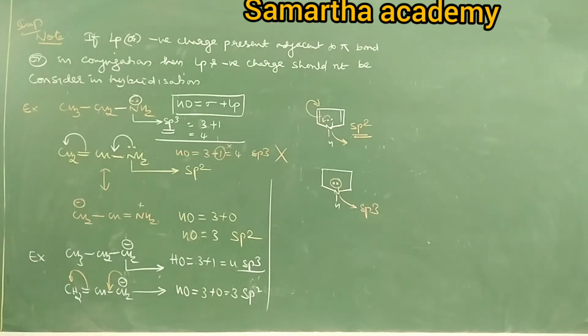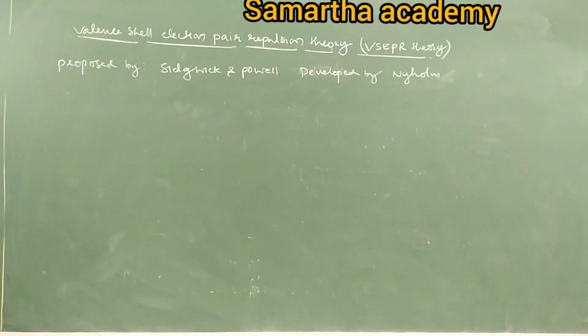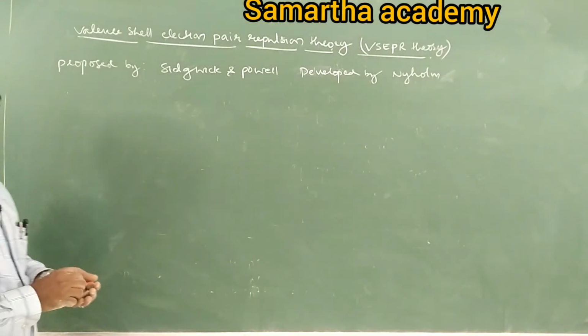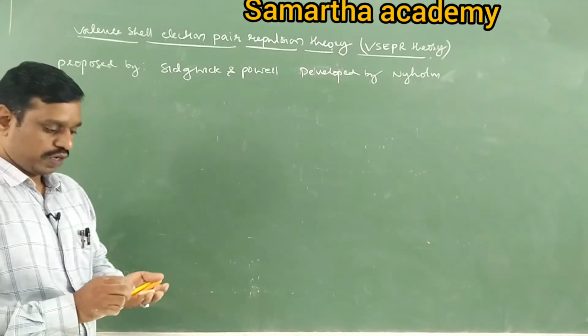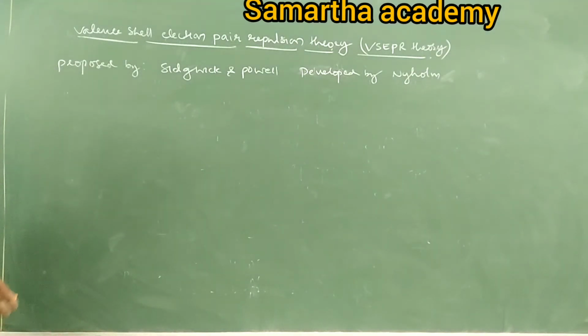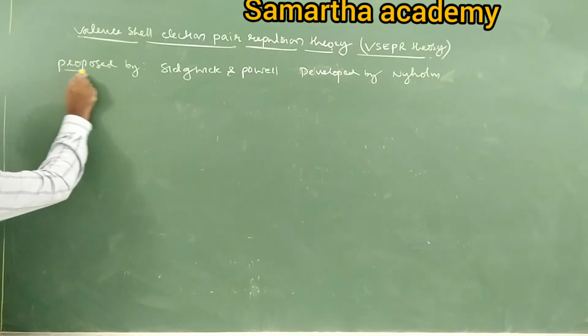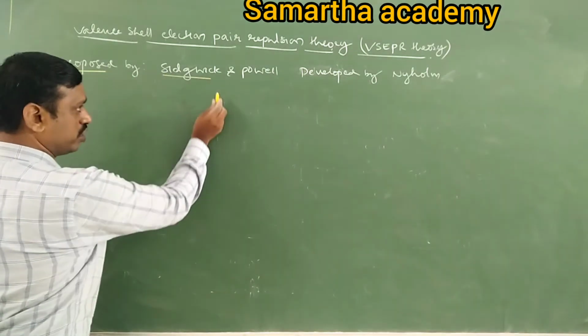You just remember one important note. Valence shell electron pair repulsion theory. It was proposed by Sidgwick and Powell and developed by Nyholm. Okay. Then let's see. We have completed VBT, valence bond theory.